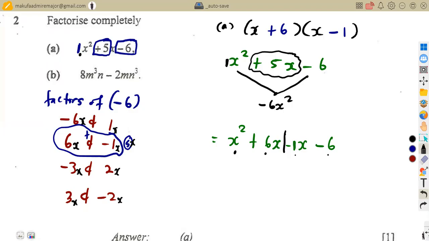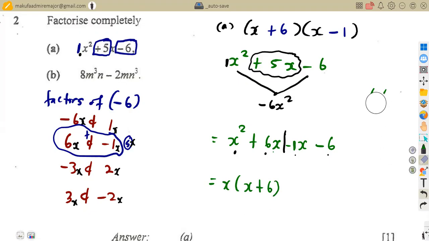By grouping now into 2, since we've got 4 terms, 1, 2, 3, 4, we are going to group into 2 so that we can factor out for the first 2 terms what is common between these 2 terms. It's x. So we are going to divide x squared by x, which is x. 6x divided by x, x and x will cancel, and you remain with a plus 6.